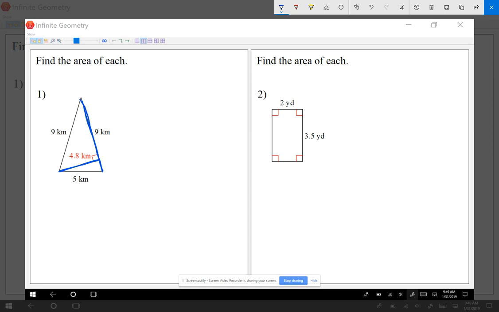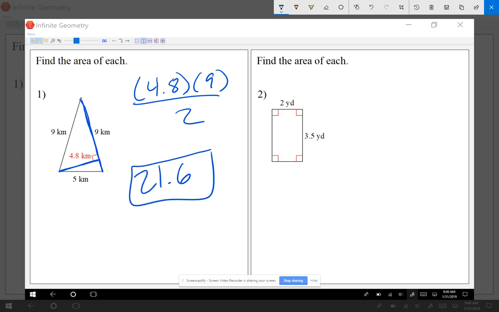I'm looking at the two numbers that make the 90 degrees. I'm going to multiply them, 4.8 times 9, and whatever I get, I'm going to divide it by 2. Right. Multiply the two numbers. Some people call them base and height or length and width. So multiply the two numbers across the 90 degrees, divided by 2. In this case, I get 21.6. That's it.